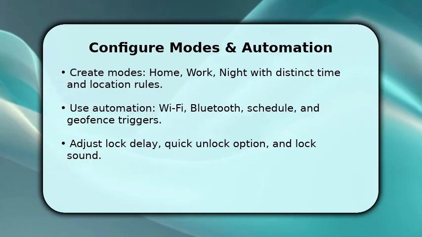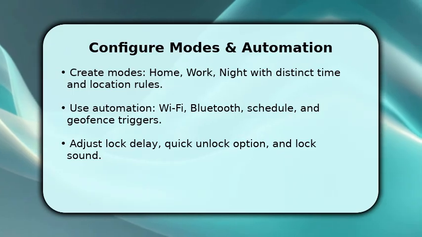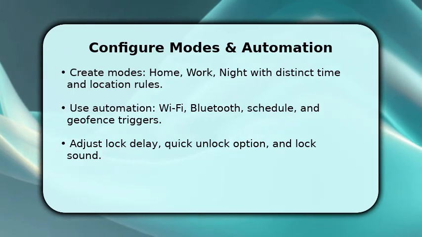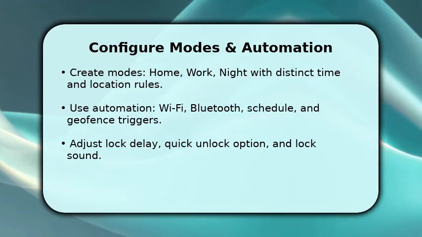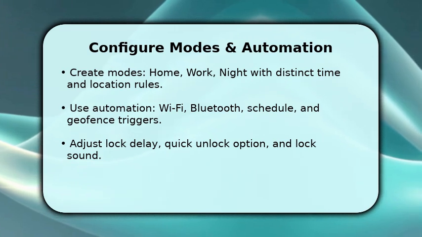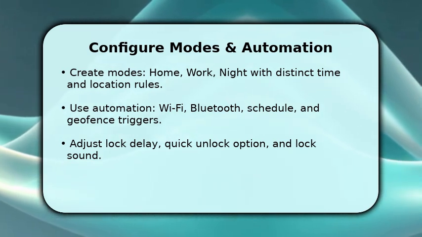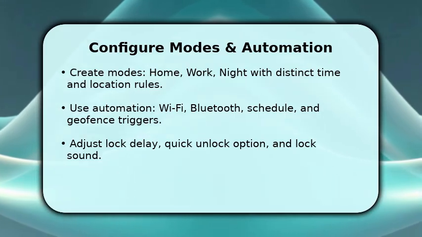Once profiles exist, set triggers: Bluetooth connection, specific Wi-Fi networks, or scheduled times to engage or relax lock strictness. Adjust lock delay and quick unlock options to balance convenience and security, and tweak feedback like vibration or lock sound. After this, verify each mode by simulating triggers.